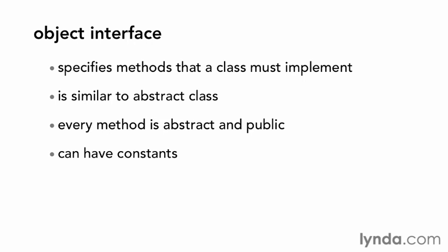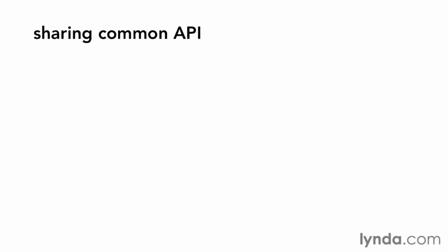Interface constants cannot be overridden or defined. Overriding will be covered in greater detail in the next video. Finally, an interface can extend another interface if you desire. The practice of sharing a common application programming interface between classes is known as polymorphism.